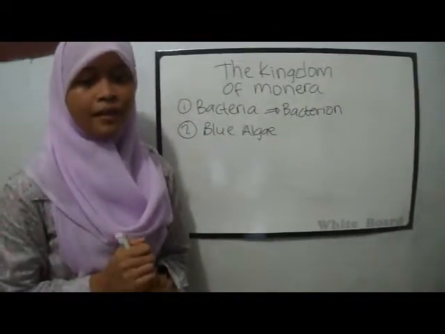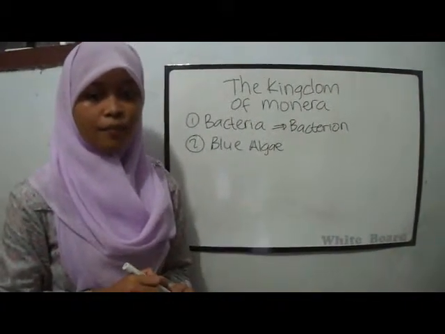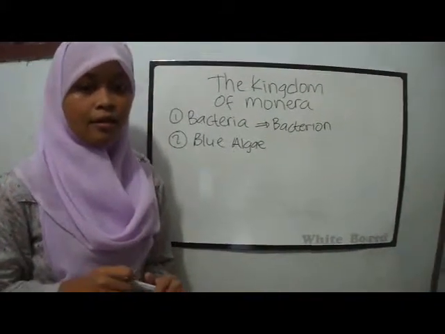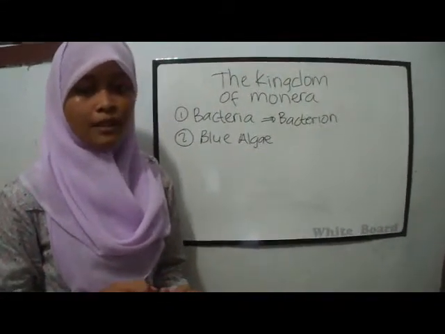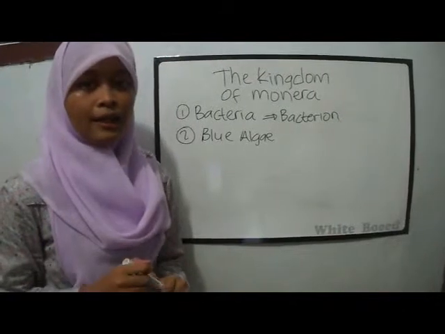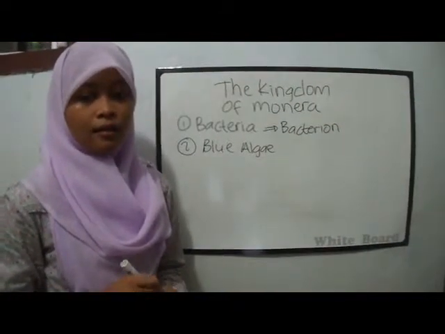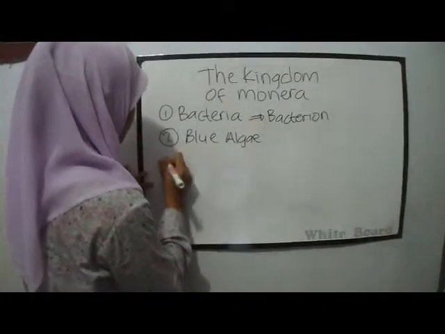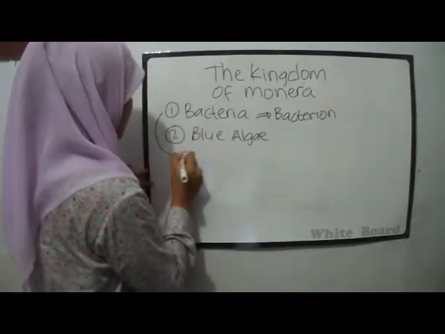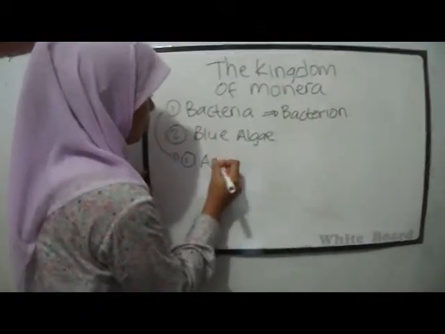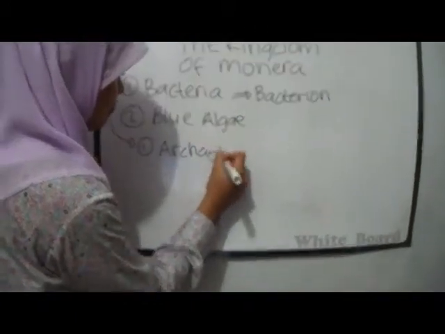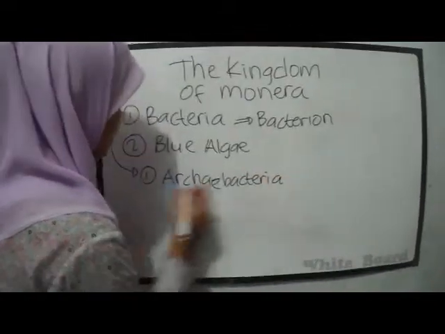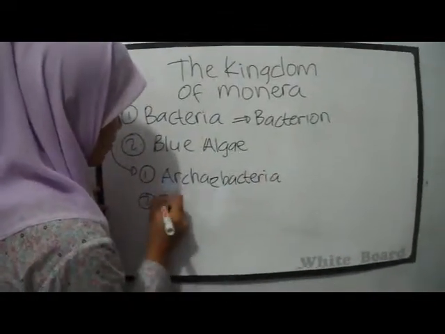Now, the name bacteria is used to call a group of microorganisms that has one cell and in general has no chlorophyll, so its property is heterotrophic. Bacteria is classified into Archaebacteria and Eubacteria.